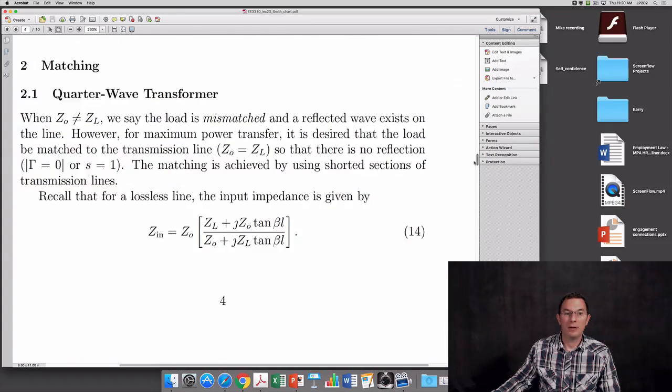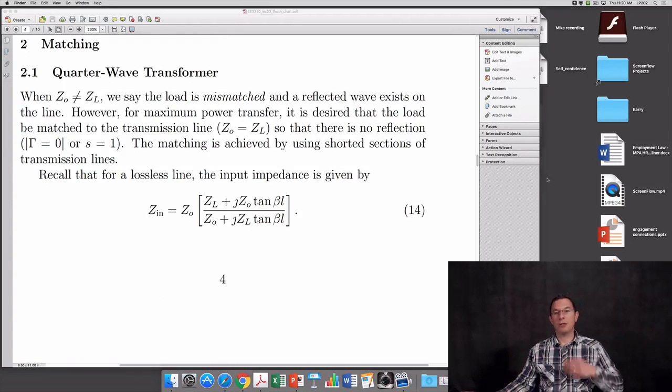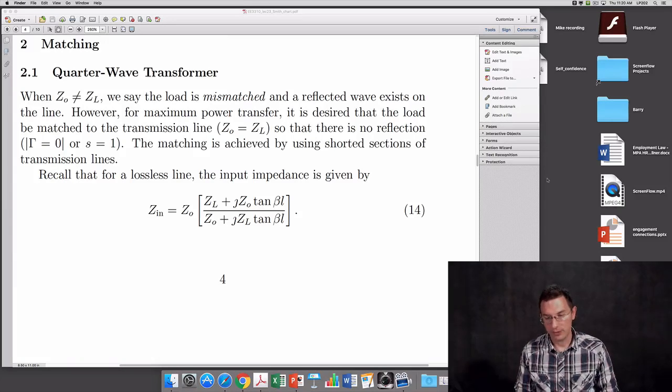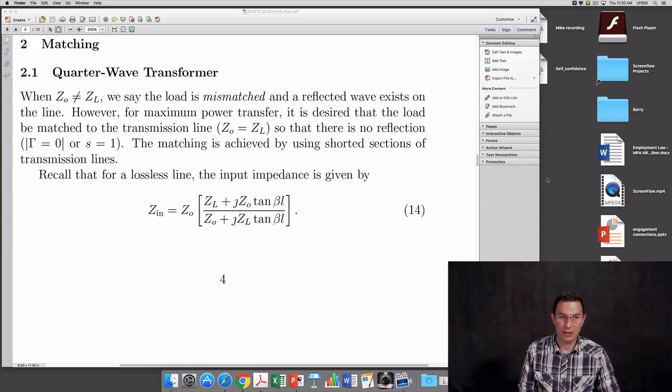Okay, now let's talk about matching. The single biggest and most useful use, as far as I'm concerned, of the Smith chart is matching. We're going to talk about quarter wave matching, and we're also going to talk about stub matching in this lecture. Well, what does it mean for a load to be matched? When the characteristic impedance of the transmission line is not equal to the characteristic impedance of the load, we say that the load is mismatched, and a reflected wave exists on the line.